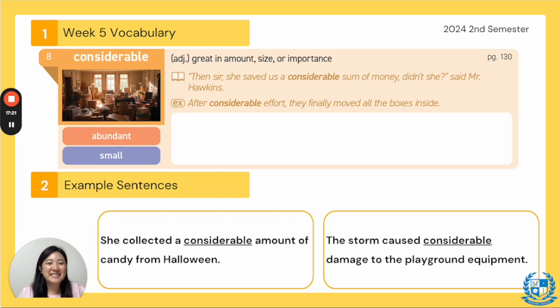Next one. It says, the storm caused considerable damage to the playground equipment. So maybe all this rain, it rusted the metals, and it just wore and tore all of the swings and slides, and maybe lightning hit it. That would be a considerable amount of damage.